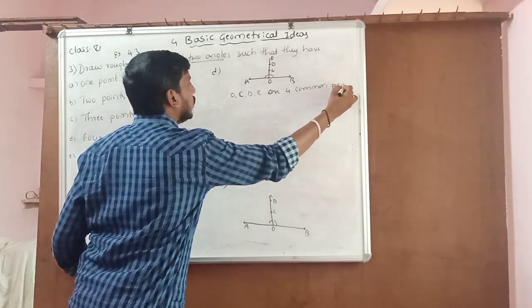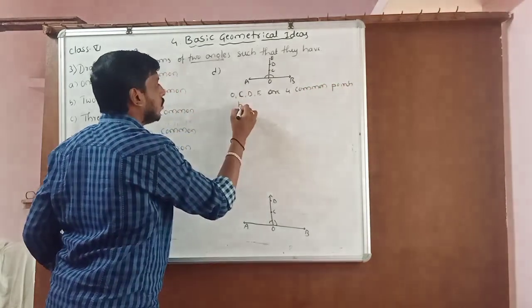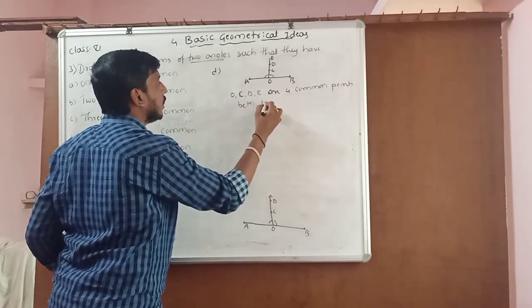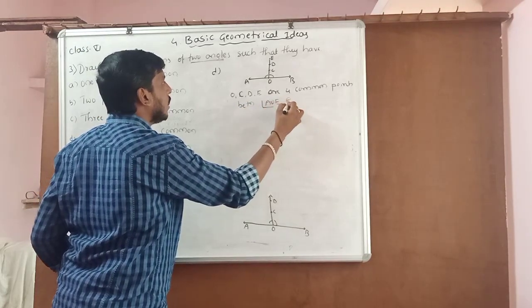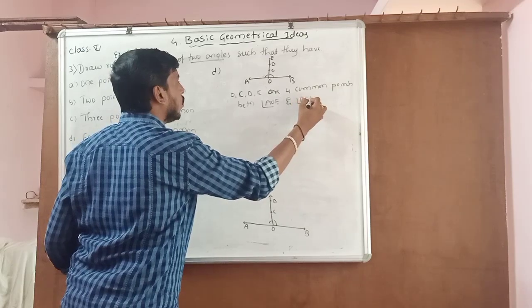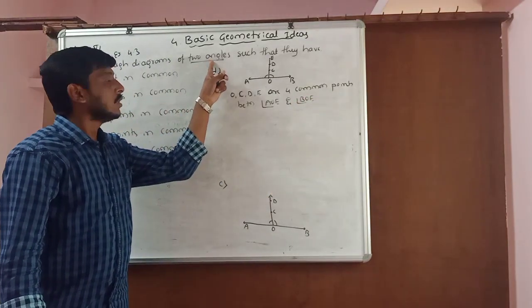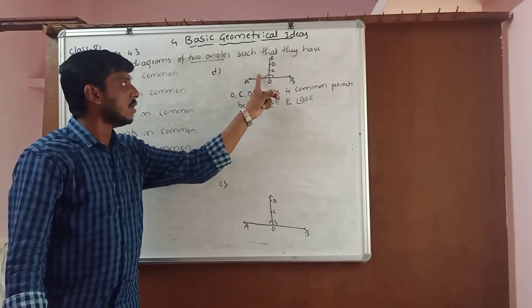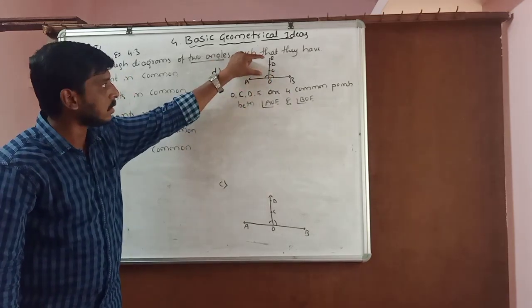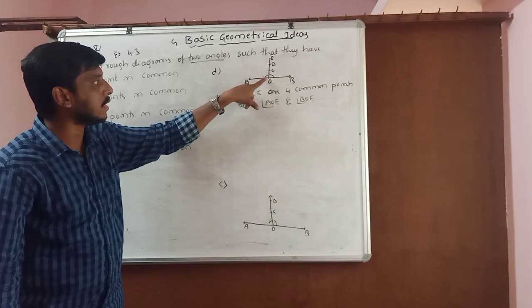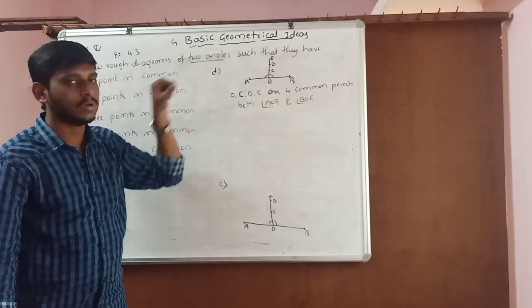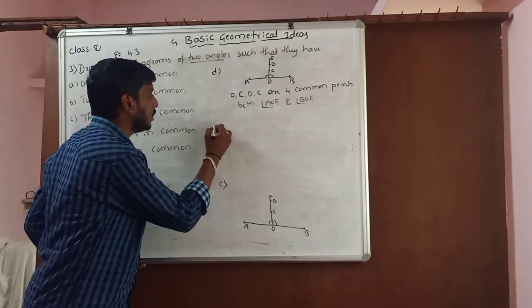Four common points between what? Angle AOE and angle BOE. What is the idea? They gave two angles here. How many points do they want? Four points. 1, 2, 3, 4 points. Okay.